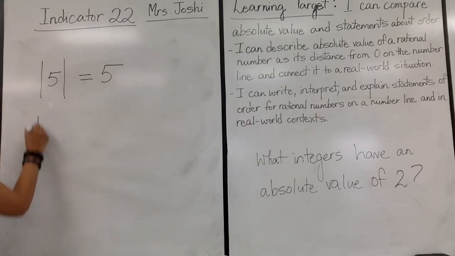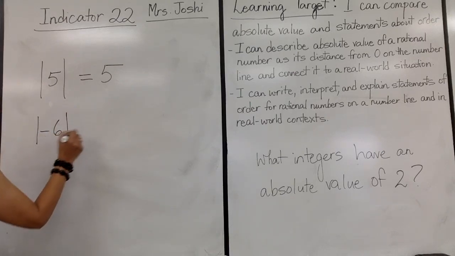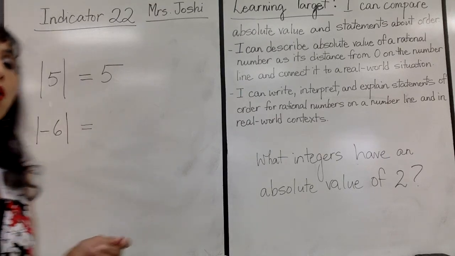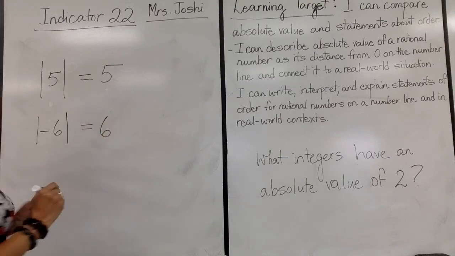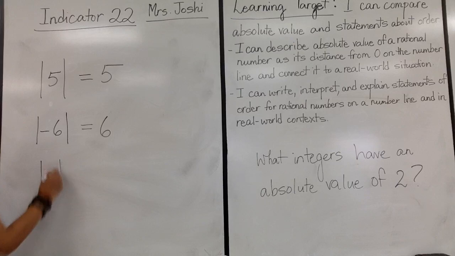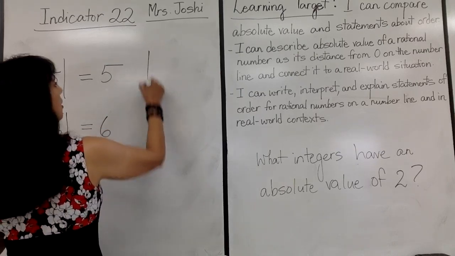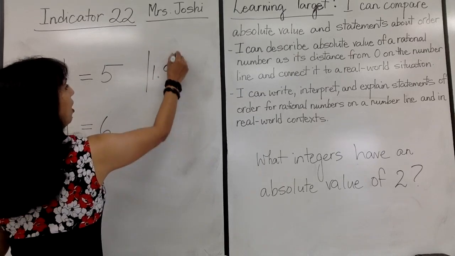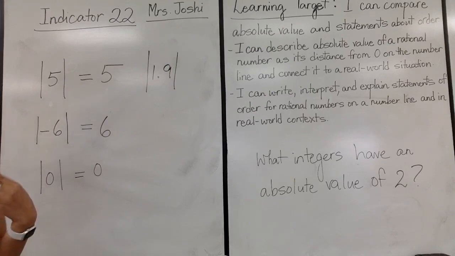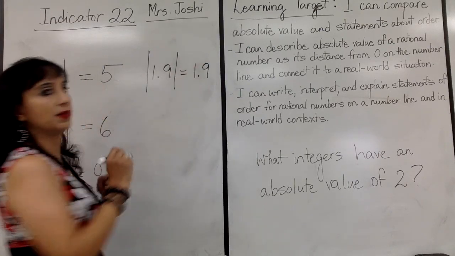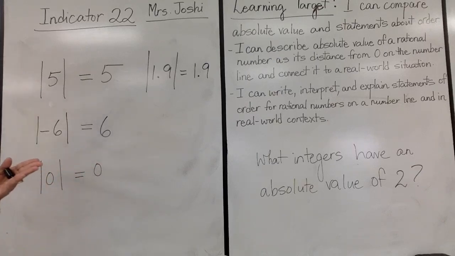What is the absolute value of negative 6? So the distance of negative 6 from 0 is going to be 6 units. What is the absolute value of 0? Obviously, 0 is going to be 0. All right. Absolute value of 1 and 9/10. So how far is 1 and 9/10 from 0? It is going to be 1 and 9/10. That is the distance.